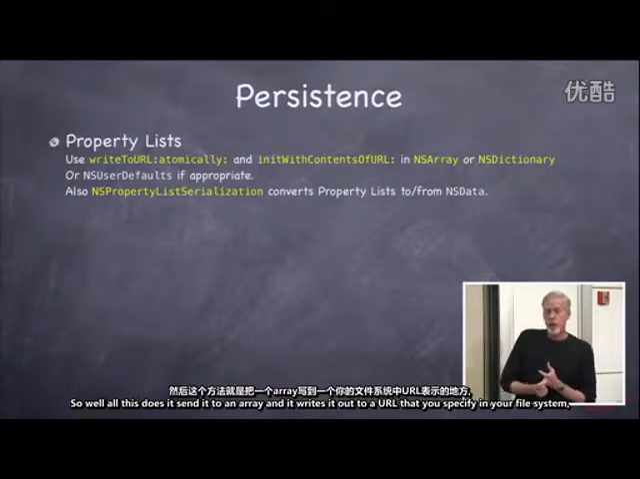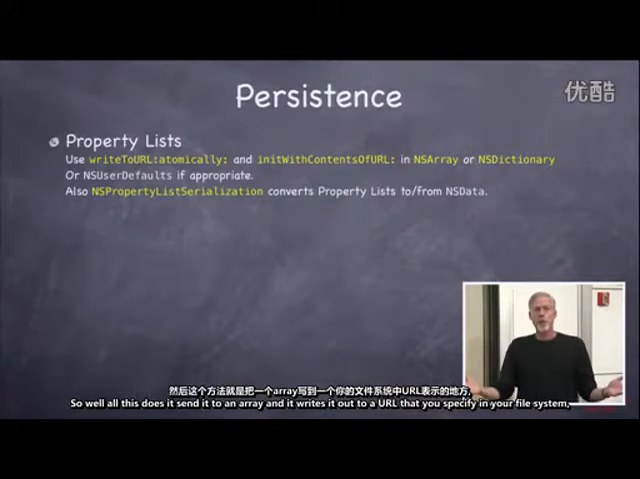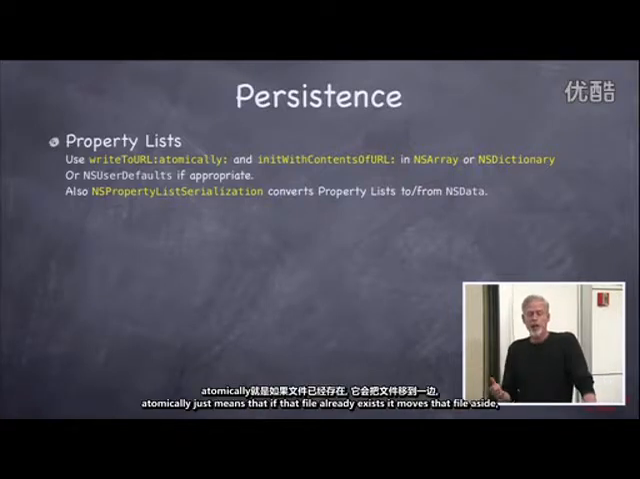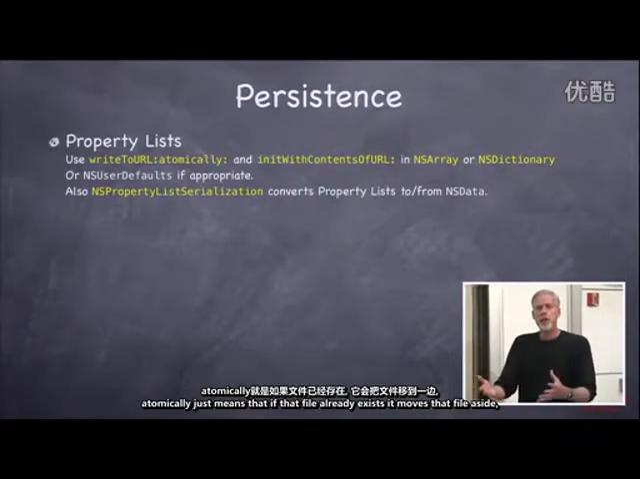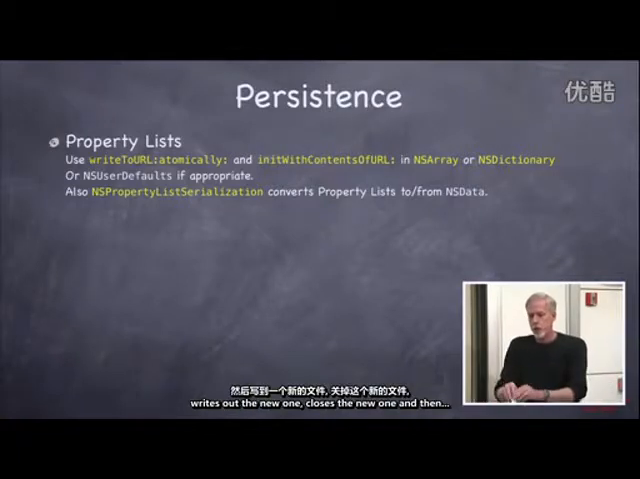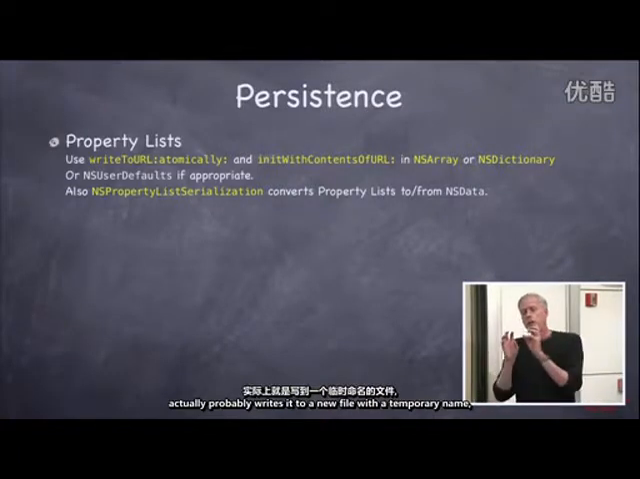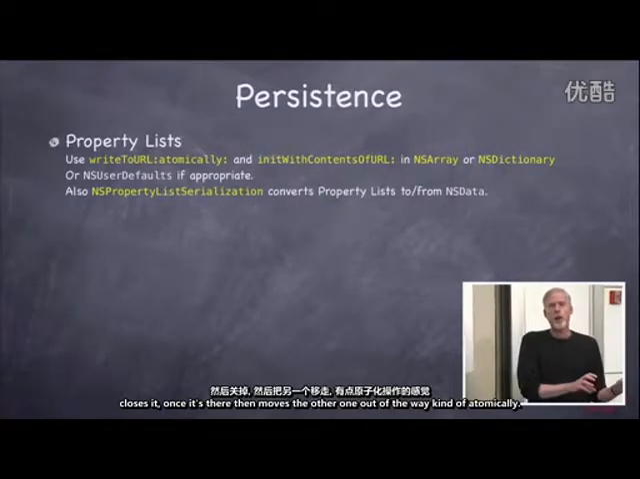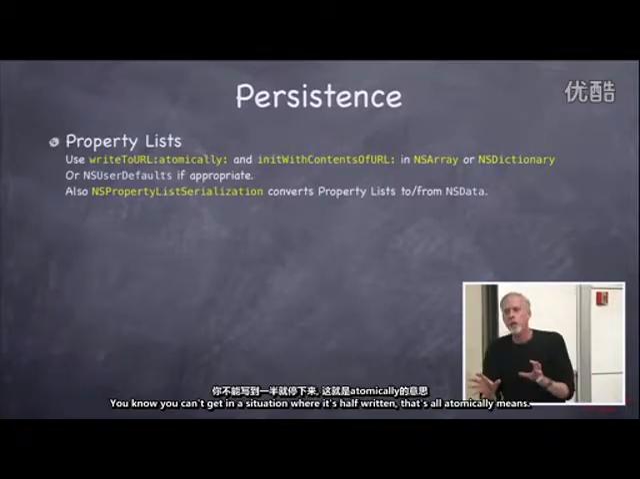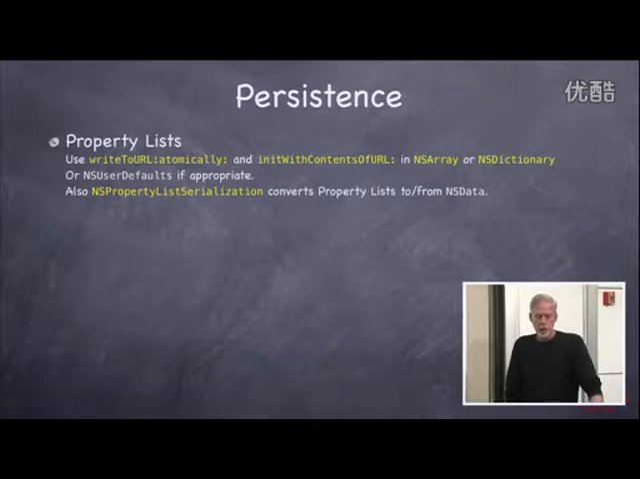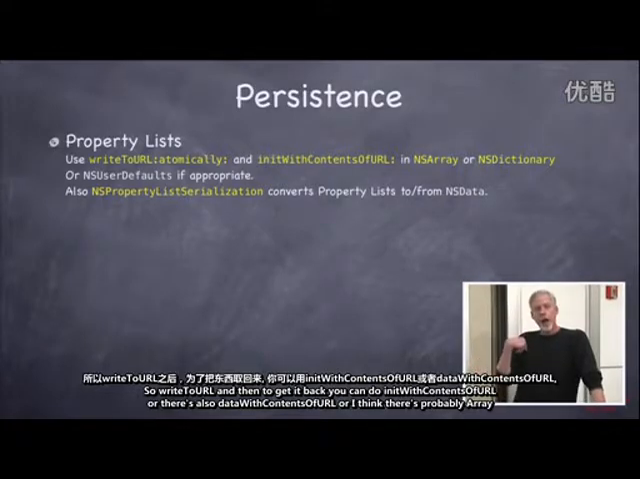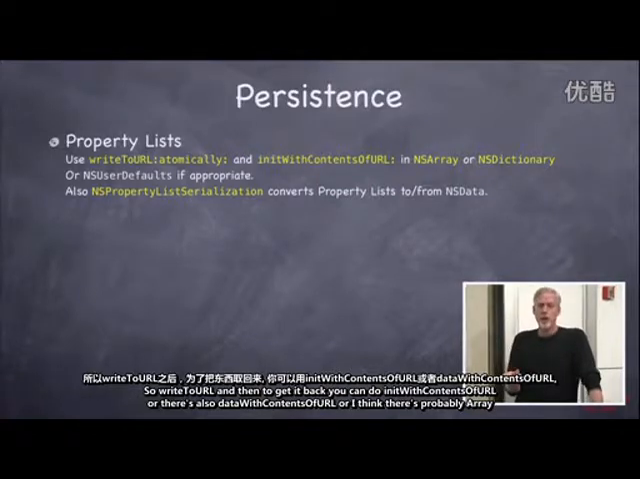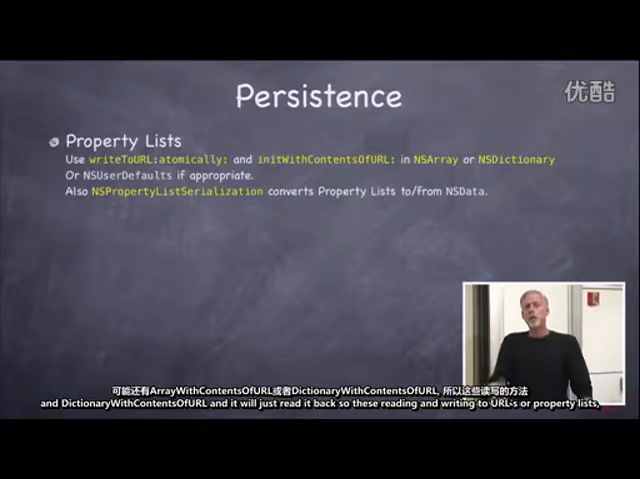So all this does is you send it to an array and it writes it out to a URL that you specify in your file system. We're going to talk about the file system in a moment here. And atomically just means that if that file already exists, it moves that file aside, writes out the new one, closes the new one, or actually probably writes it to a new file with a temporary name, closes it. Once it's there, then it moves the other one out of the way, kind of atomically. You can't get in a situation where it's half written, right? That's all atomically means. But so writeToURL, and then to get it back, you can do initWithContentsOfURL, or there's also dataWithContentsOfURL, or I think there's probably arrayWithContentsOfURL and dictionaryWithContentsOfURL, and it'll just read it back.